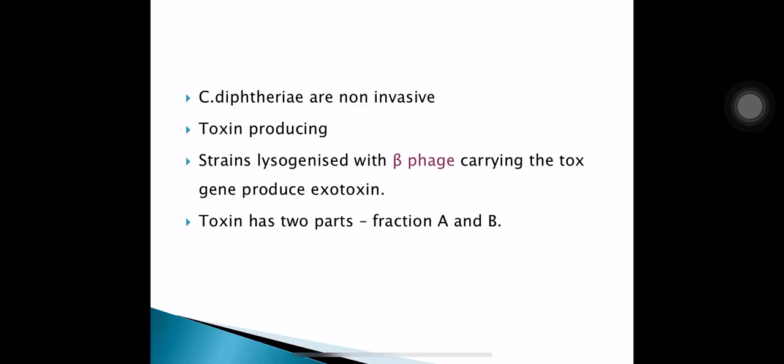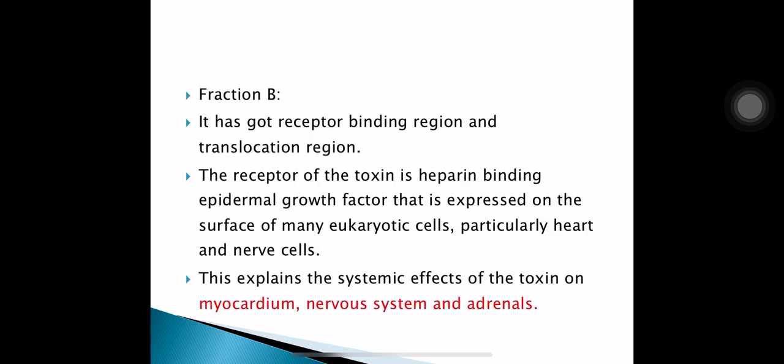The toxin has 2 parts, part A and part B. Fraction B is for binding. It has binding receptors for various tissues of the eukaryotic cells like the heart, nerve cells and the adrenals, and because of this the toxin can go to various parts of the body and lead to damaging effects in different parts, especially the myocardium, the nervous system and the adrenals.